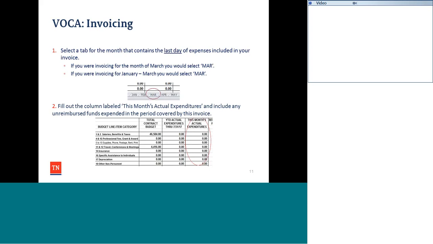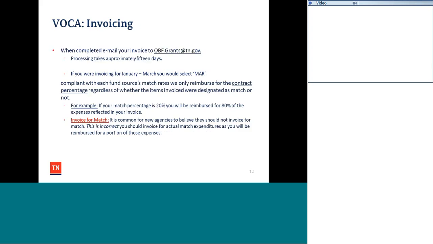You will fill out the actual month's expenditures and include any unreimbursed funds that were expended during the period covered by the invoice. And then, we've said this before, once it's completed, you will email that to obf.grants@tn.gov. It can take up to 15 days.